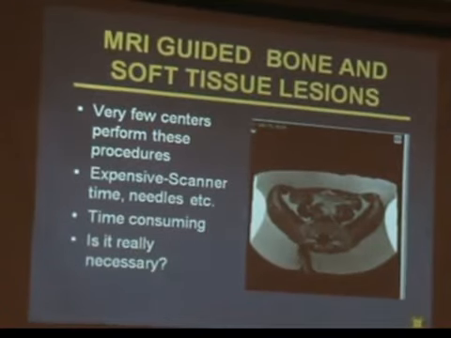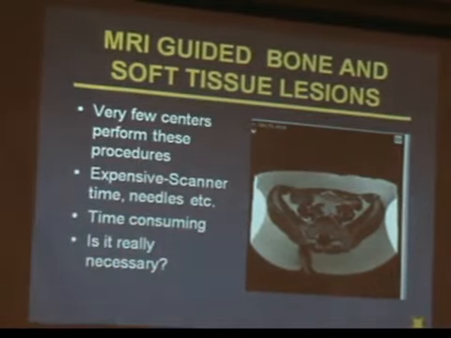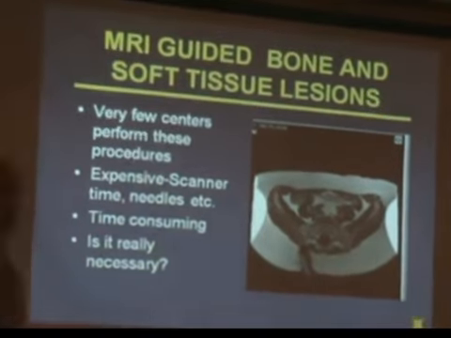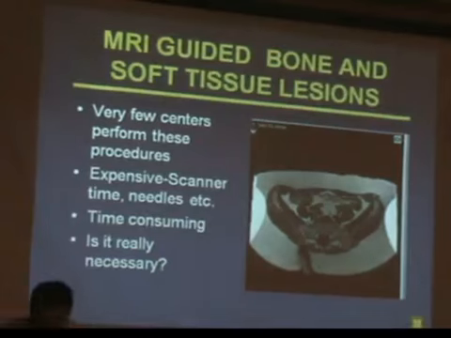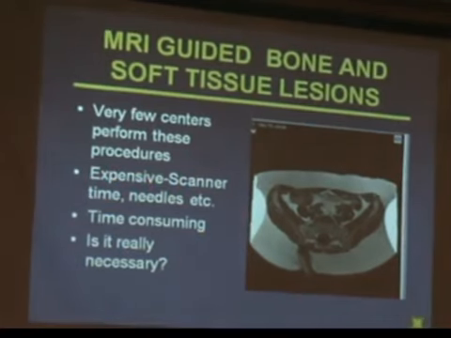MR-guided biopsies are done in very few centers around the world, and there's a reason for this. Most of our biopsies are sufficiently done with CT and ultrasound or a combination of those imaging modalities. MR-guided biopsies are very expensive because we're consuming a long time in the scanner. Also, the needles and all the devices we use are much more expensive than CT guidance. So we have to decide whether it's really necessary.